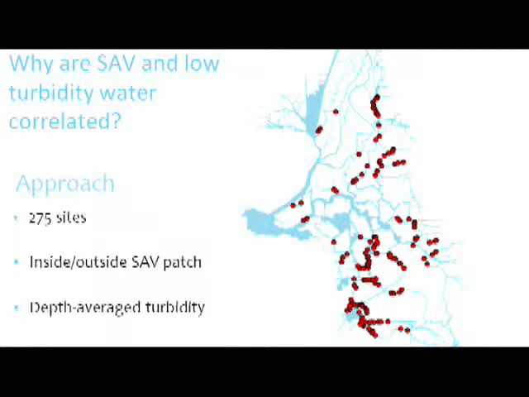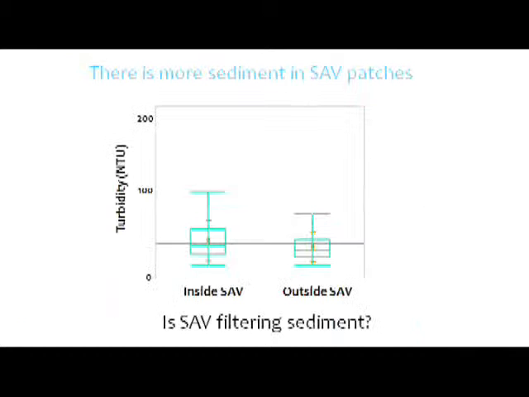So we also looked at the patches of the SAV vegetation, where they form a stand of these plants growing through the water column, and asked whether they had lower turbidity associated with them. We sampled at 275 sites, both inside and outside the patch of this vegetation, and we used the depth average turbidity to do the comparison.